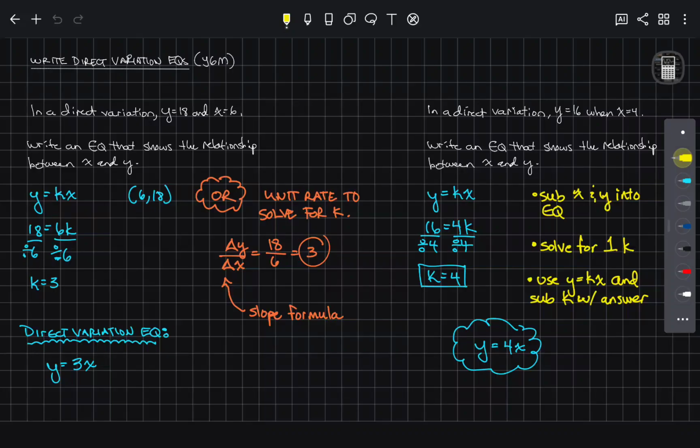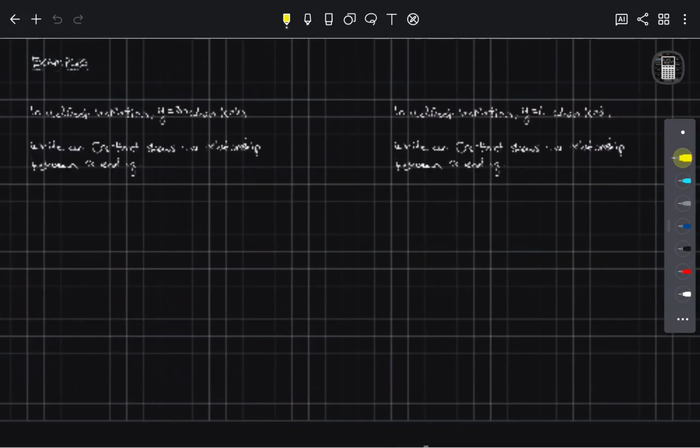Once we solve for k, we might need to find out what another output or another input would be based on the constant of variation we find. Let's take a look at some examples.